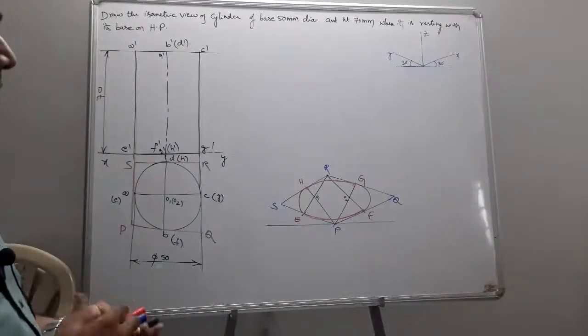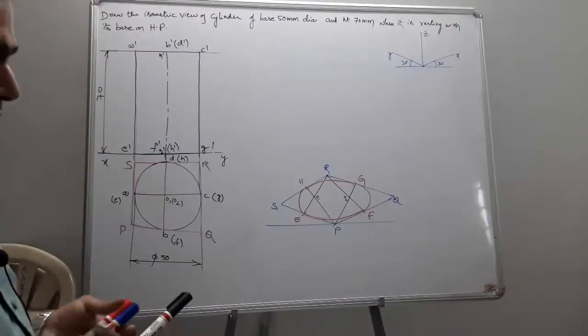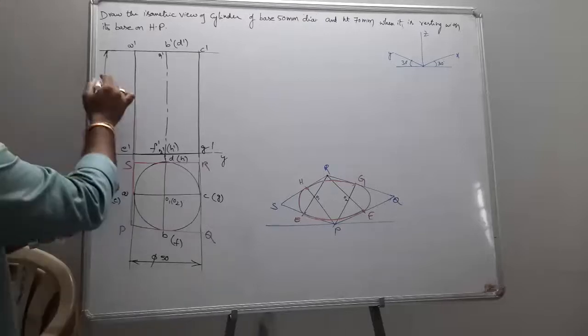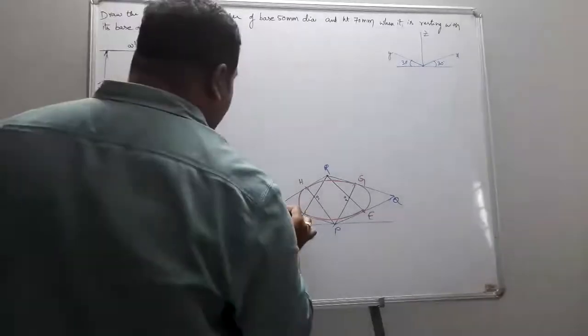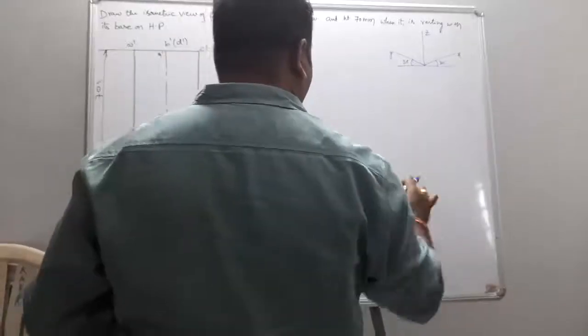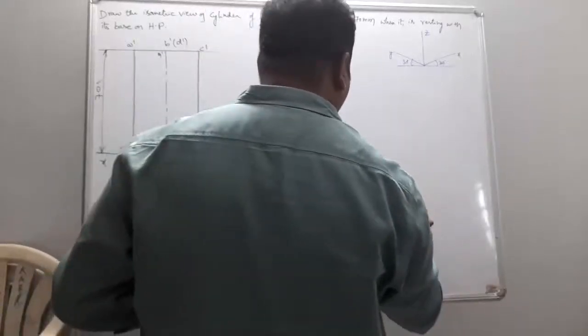Next, once you obtain the bottom base, I just require my top base. Which was the height of the given 70. Sorry. This was 70. Okay. So I just draw the vertical projectors of 70.